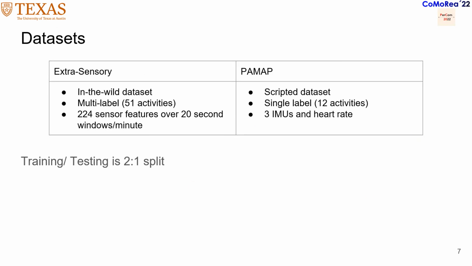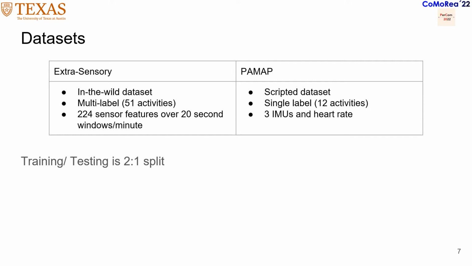We use two datasets in our paper. The first one is ExtraSensory and the second one is the BAMAP dataset. And there's something specific about these datasets that actually strengthens our approach, or strengthens our hypothesis of chronological order. So the ExtraSensory dataset was collected in the wild. There was no script asked for the user to do. They just did what they usually do in their day, and then they labeled these activities.